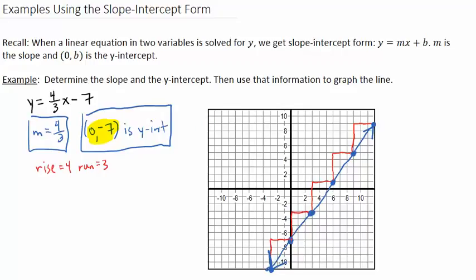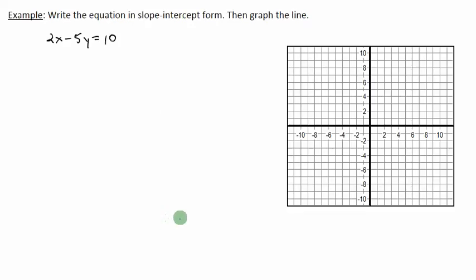Let's try another example. In this example, we get a linear equation in two variables, x and y, but we're told to write it in slope-intercept form. You notice this is not solved for y, so we have to do that. And then once we do that, we can graph the line. So we'll start by solving for y. We need y by itself. So let me recopy the equation.